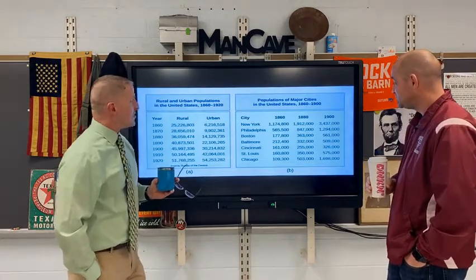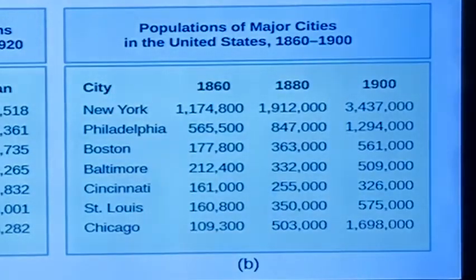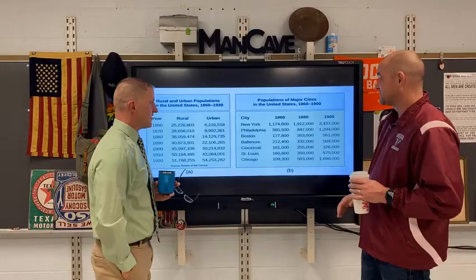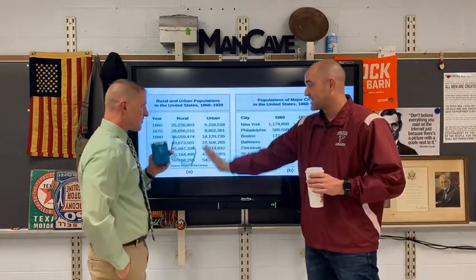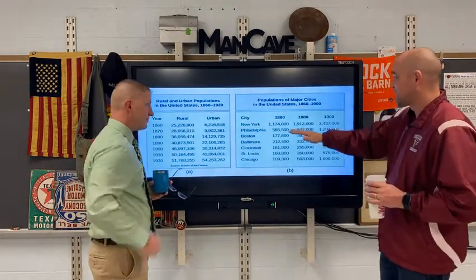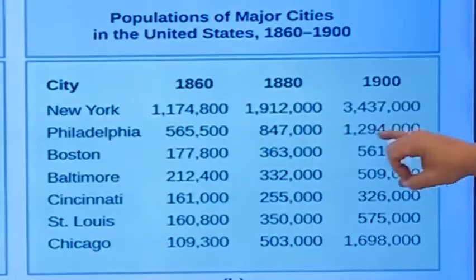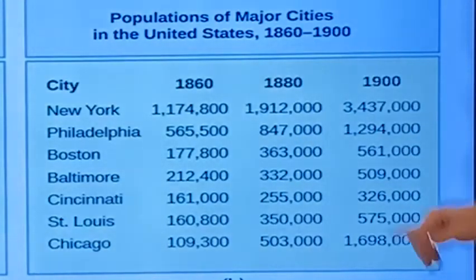Sure. Populations of major cities in the U.S., 1860 to 1900. Unlike the last one, we have dates going horizontally, and this is just cities. It's not showing us the exodus from rural areas, but it's showing us the growth. New York City is tripling in size. Philadelphia is tripling in size. Boston is quadrupling in size.